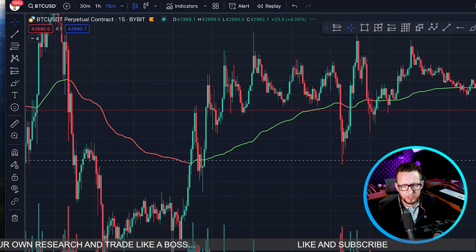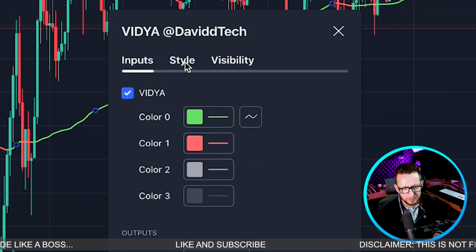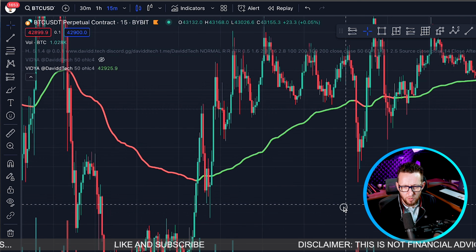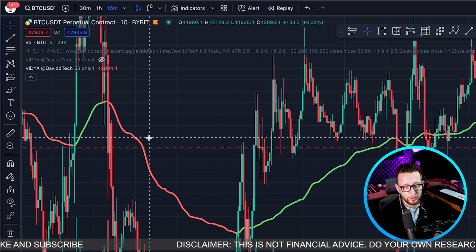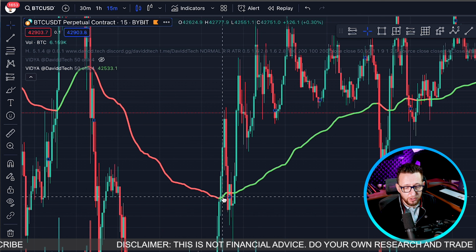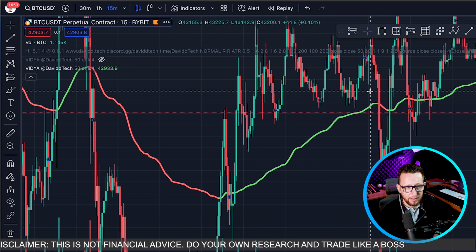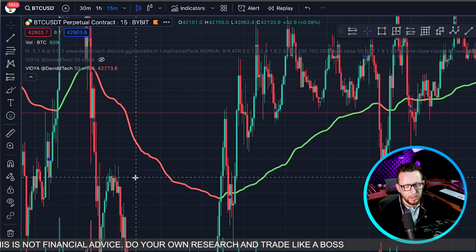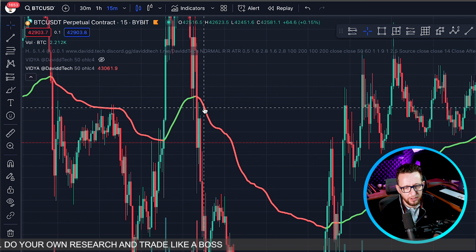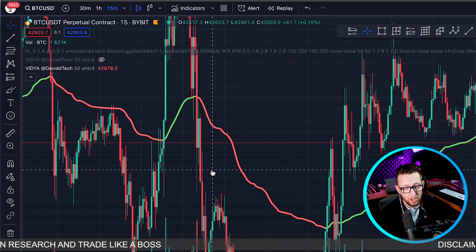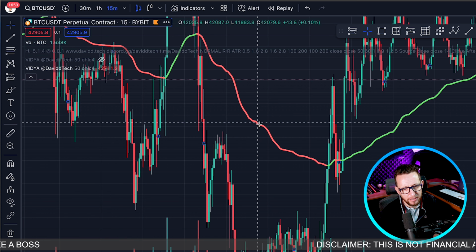This indicator puts a line on our chart. I'm going to make it a little bit thicker so that we can see it here on YouTube. Boom, et voila. Okay, so we're going to be using this for our trend direction. We're going to be looking to take longs whilst the price is above the VIDYA and it is green. We're going to be looking for shorts when the line is red and the price action is below the red line.